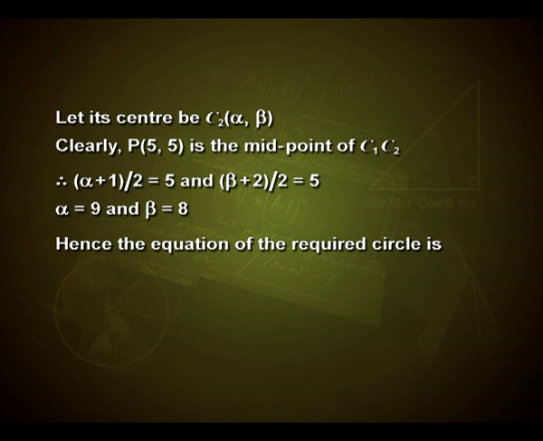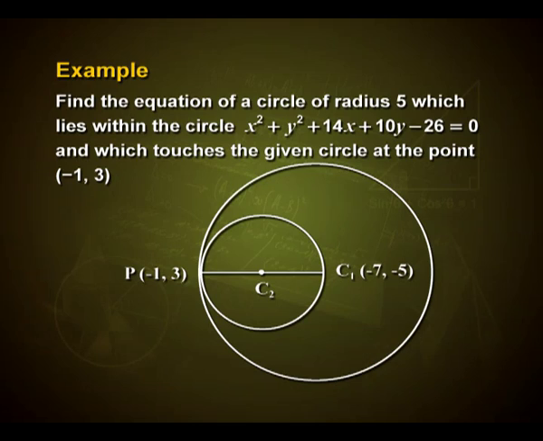Hence, the equation of the required circle is (x minus 9) whole square plus (y minus 8) whole square is equal to 5 square. Now, let us see another example. Find the equation of the circle of radius 5 which lies within the circle x square plus y square plus 14x plus 10y minus 26 is equal to 0 and which touches the given circle at the point minus 1 comma 3.